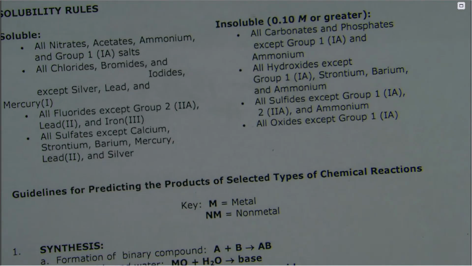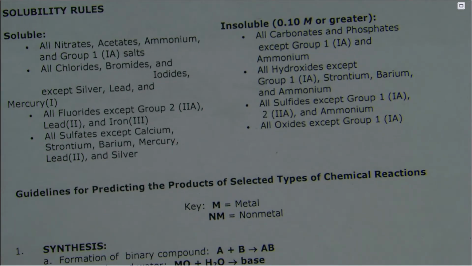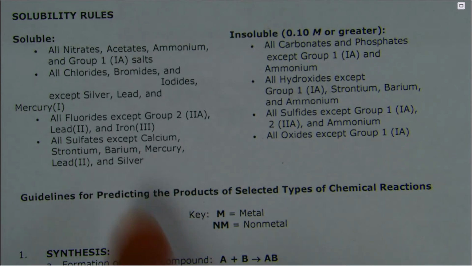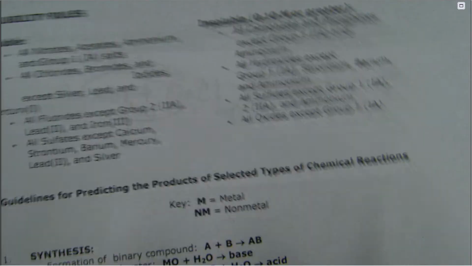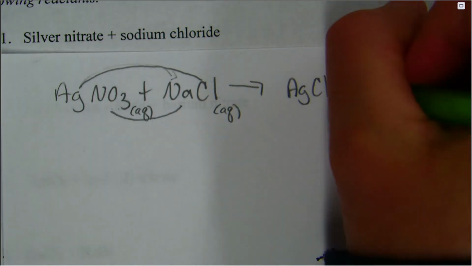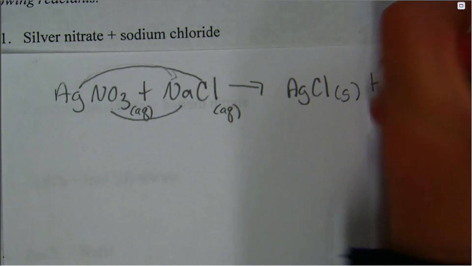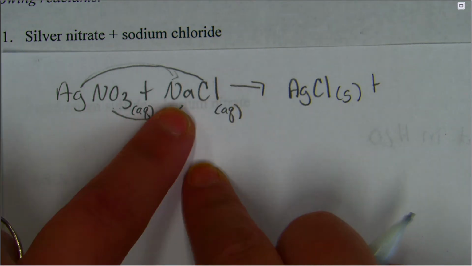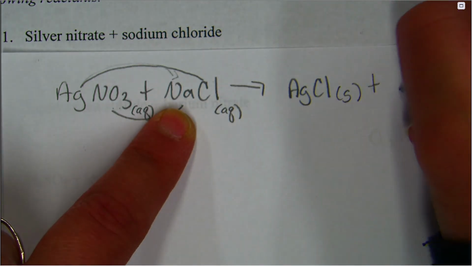Okay. Now, when we look at our solubility rules here, we see all chlorides are soluble except silver. So this is going to be a solid. So we've put our outside together. Now we're going to put our inside together. Again, the cation goes first.